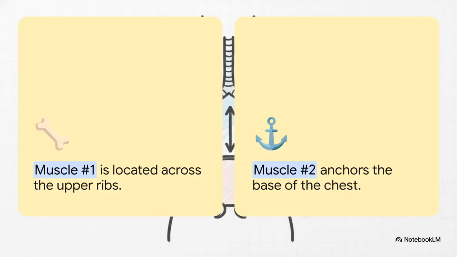Let's put some names to these, shall we? Muscle number 1 is your intercostals. These are the specialized rib muscles that expand the rib cage outward. And muscle number 2? That's the diaphragm, the powerful base muscle pulling downward. Now, notice their distinct locations, but more importantly, look at how they collaborate. The intercostals pull out, the diaphragm pulls down, and together they work in perfect unison to radically expand the total space inside your chest cavity.